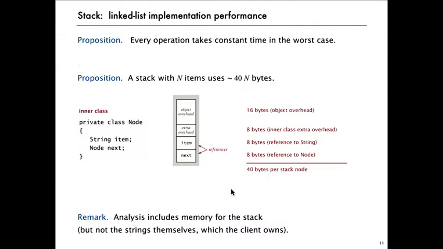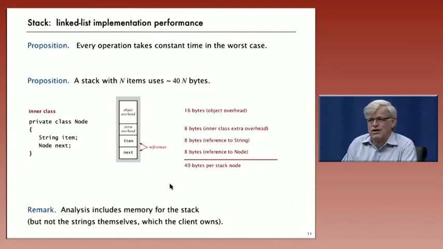So now we can analyze the performance of that so that we can provide clients with information on how well the algorithm and data structure will perform. In this case, it's easy to see that every operation takes constant time in the worst case. There's only a few instructions for each one of the operations. There's no loops. So that's obviously a very desirable characteristic. Then how about space usage?